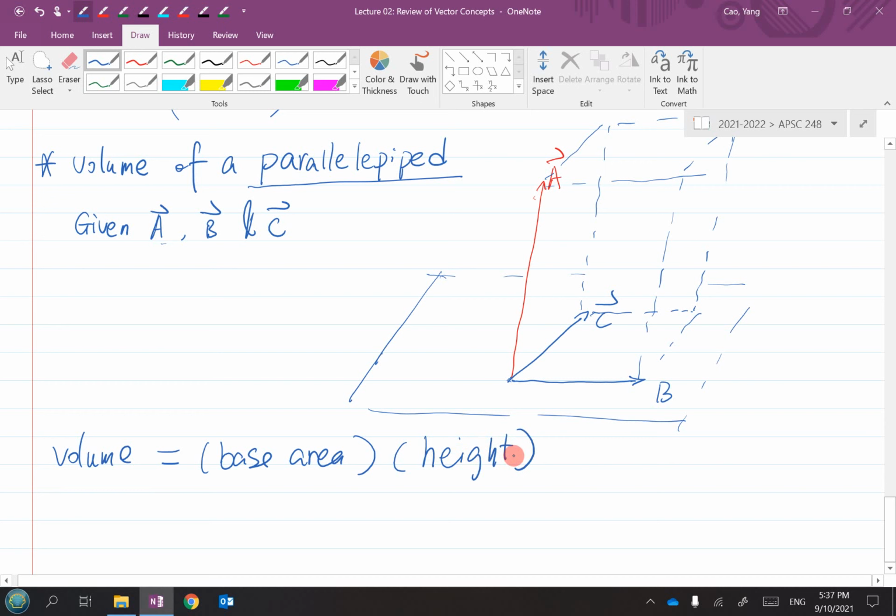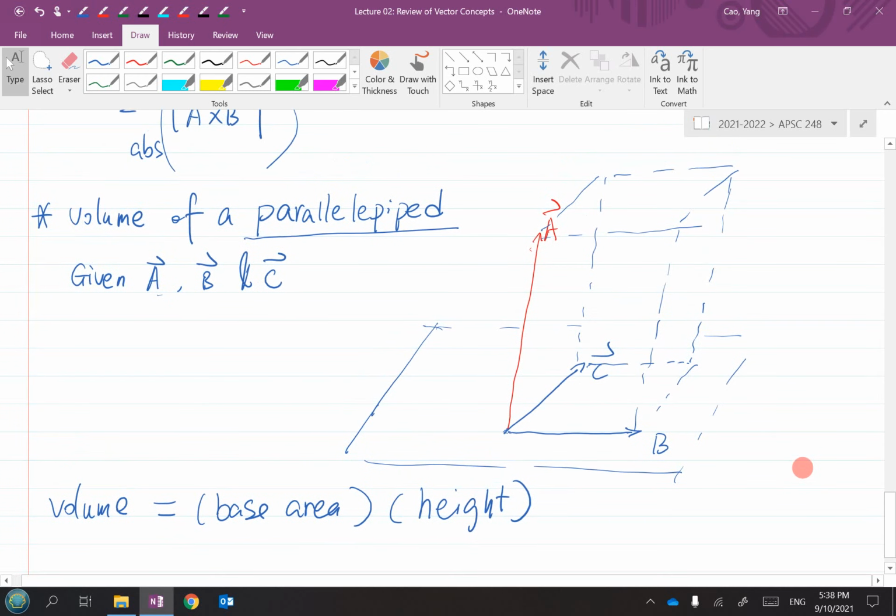So now we start from here, and let's figure out what the base area and the height are. We'll figure it out by using the A, B, C vectors here. For the base area, in this case, you can choose from how many sides? Six sides here. You can pick each side as a base area. But this time, I'm going to pick the bottom side as my base area. So B and C. The base area, this is what? This is a parallelogram. So what would be the base area?